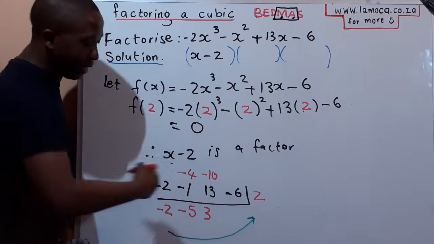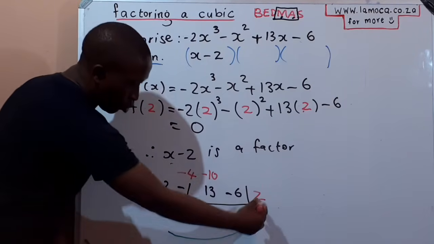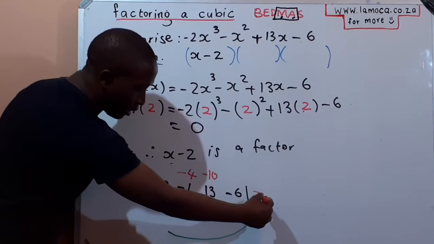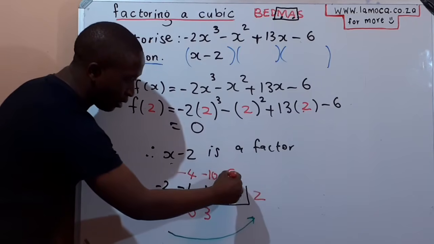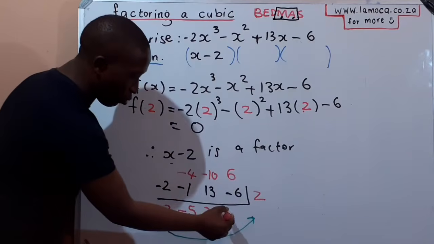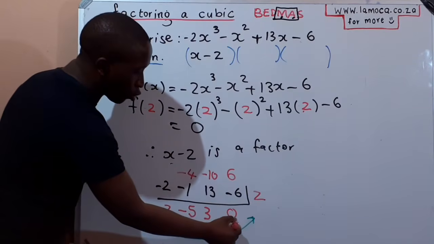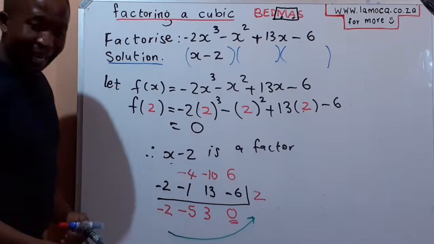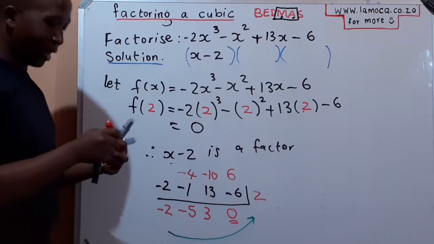Once I'm done, again, I repeat. Multiply. When you go this way, you multiply. 3 by 2 gives you 6, which I'm going to put on top of this one. And then you add these ones. 6 and -6 added together will give you a value of 0. So you always need to have a 0 at the end if this thing is actually working the way it has to be.